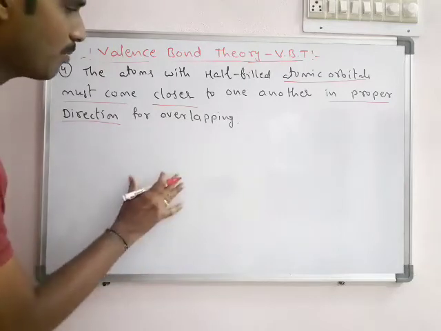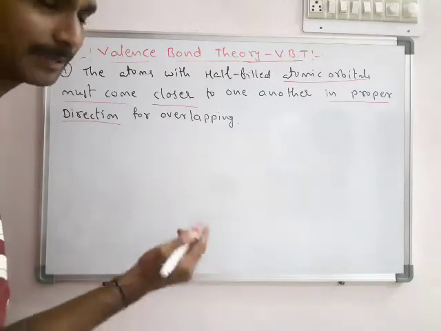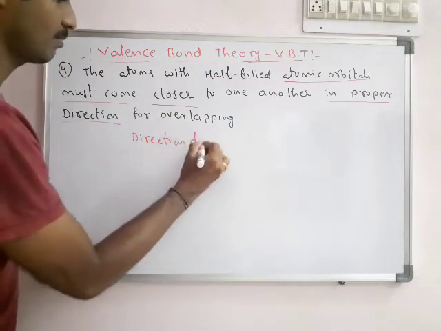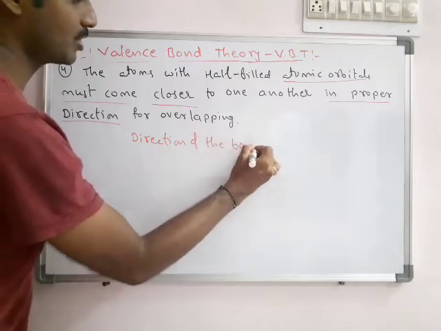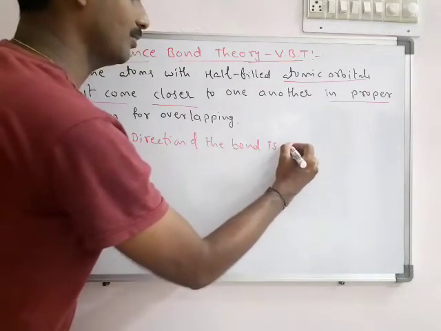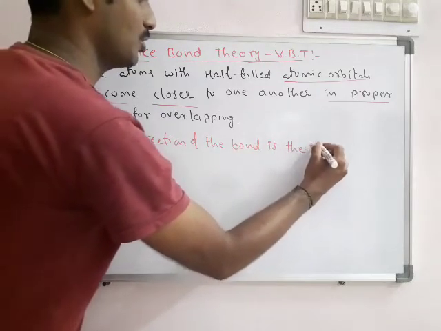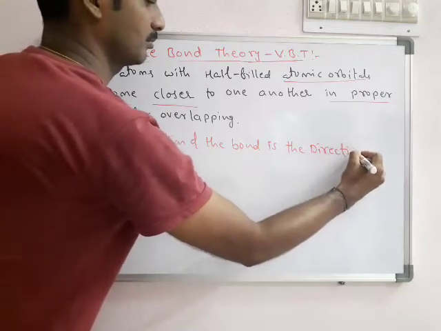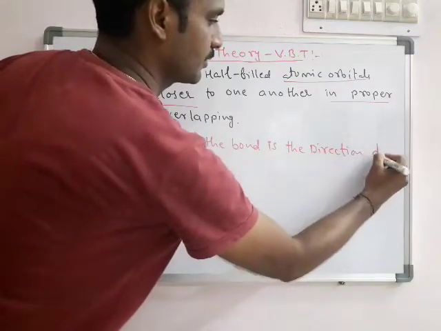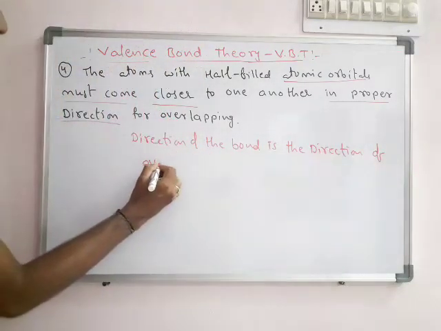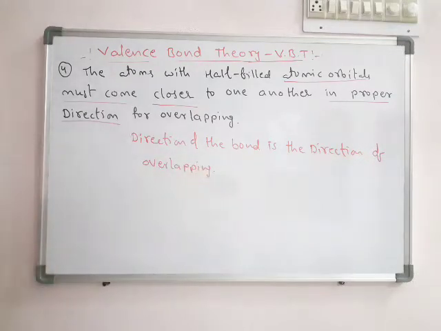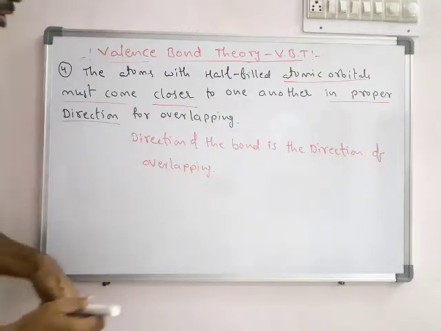It means the direction of the bond is nothing but the direction of overlapping. Here we can write a sentence: the direction of the bond is the direction of overlapping.